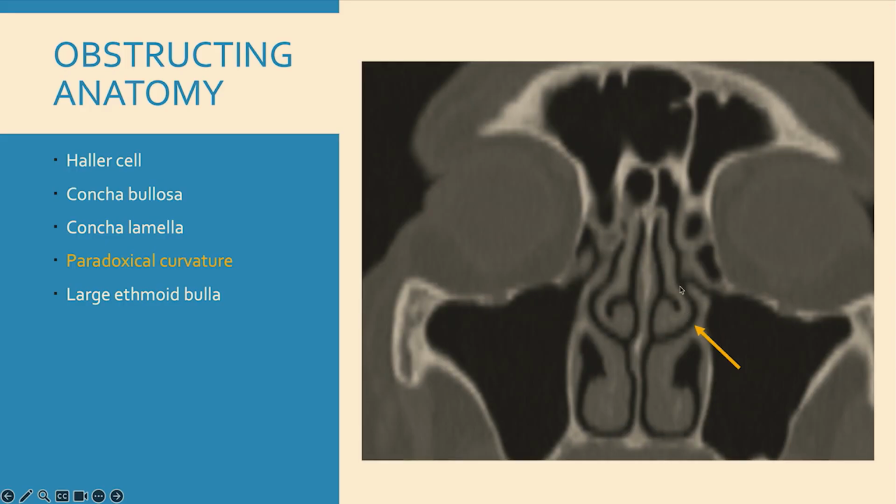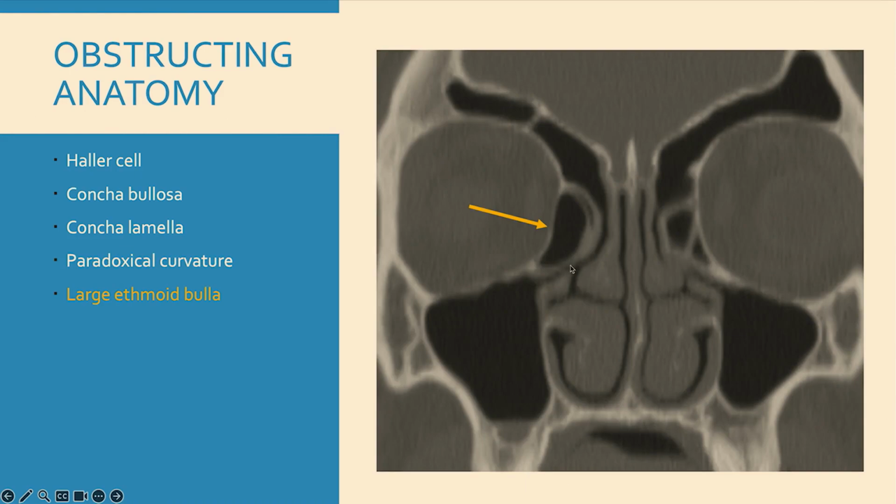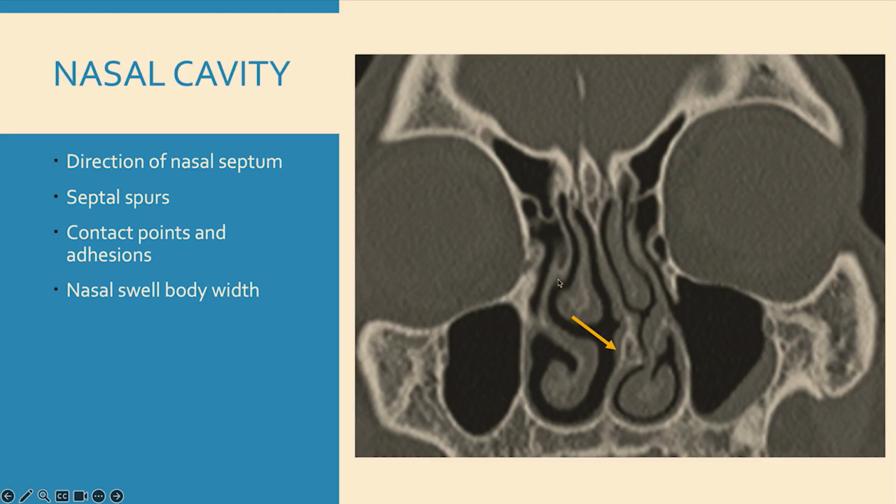Paradoxical curvature. Is anybody dictating paradoxical curvature of the middle turbs? No one? Oh, God. Okay, please do that, because it's supposed to curl out like this. If it goes like this, it can push this. Depending on how big that paradoxical curvature is, it can push your Uncinate process to close your OMU. Okay? And this is a large ethmoid bulla. Again, the toll that it takes on that OMU. Okay? All seen on your coronals, guys.